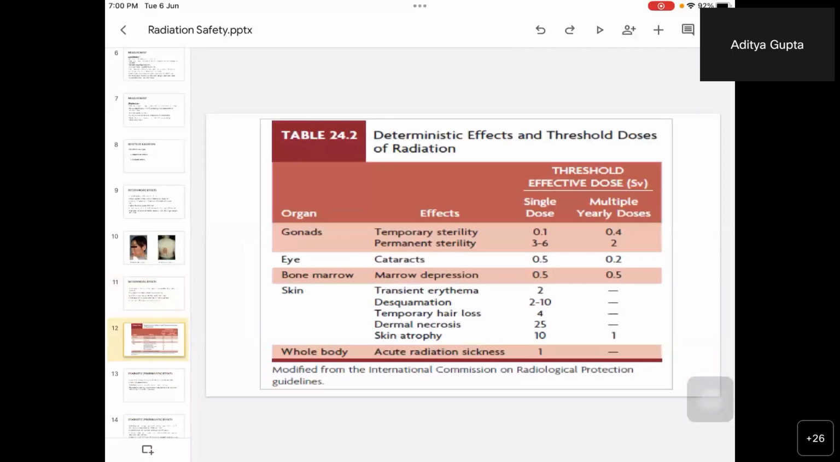This is the chart showing deterministic effects and threshold doses of radiation. Here we can see that a single dose exposure of 0.1 sievert to the gonads causes temporary sterility, and 3 to 6 sievert to the gonads causes permanent sterility. And we previously saw that acute radiation sickness might occur with a whole body dose of 1 sievert.